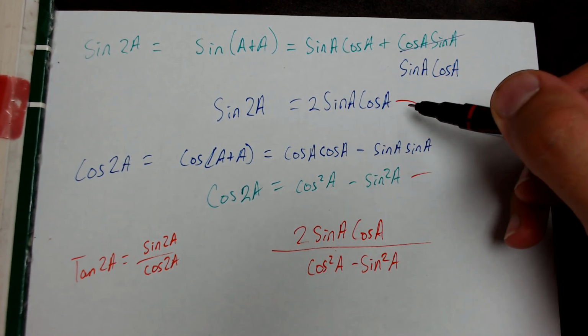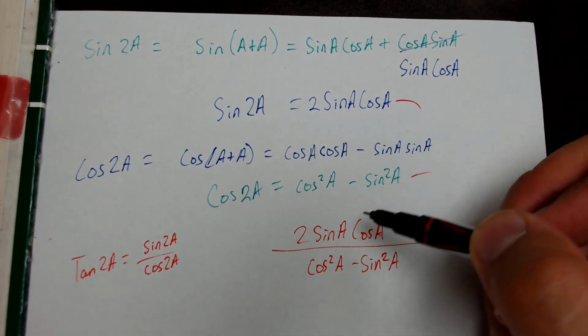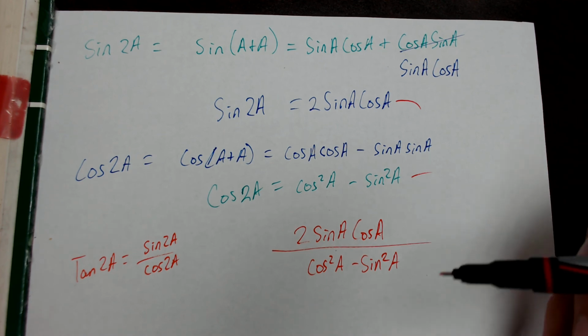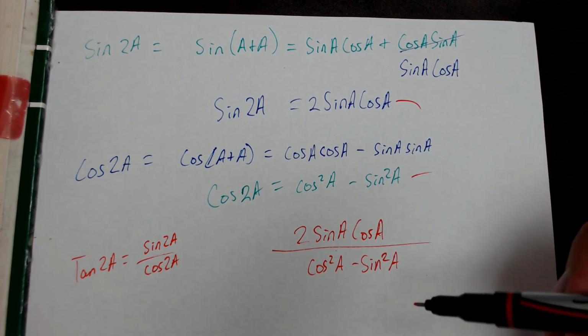So that's all we're doing here. We're taking the sine of 2a identity, putting that in the numerator, and the cosine of 2a identity, putting that in the denominator. Now the question is, how in the world can I simplify this?